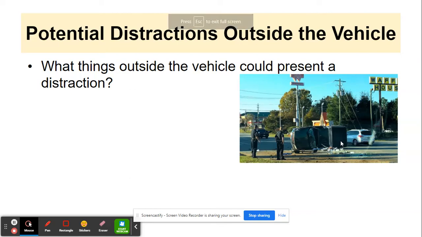Okay. This is going to be part two of lesson number 11. Potential distractions outside the vehicle. What things outside the vehicle could present a distraction?